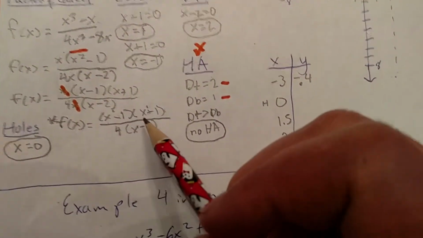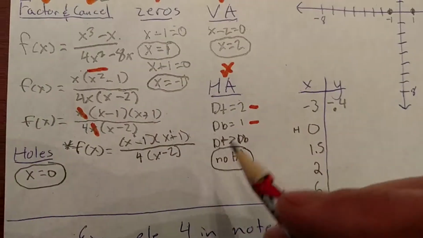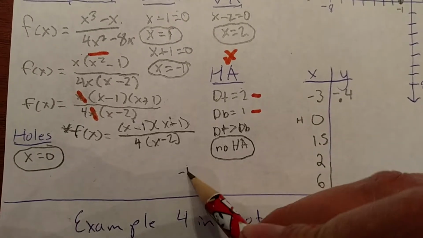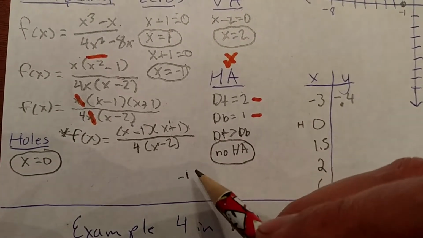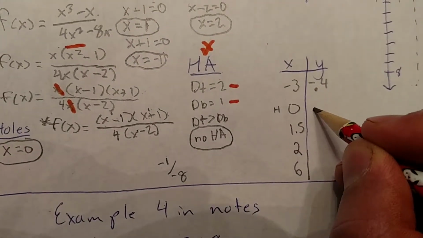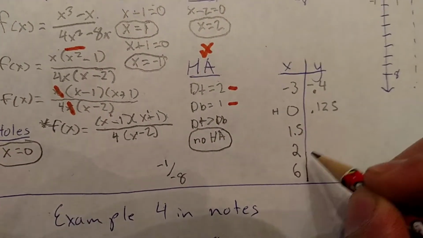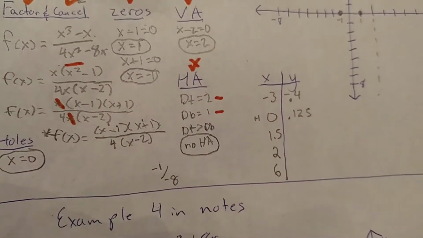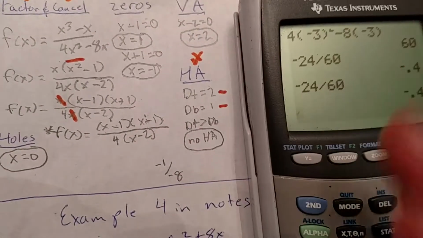Okay, so 0 minus 1 is negative 1, times 1 is negative 1. Okay, so negative 1. 0 minus 2 is negative 2, times 4 is negative 8. So that's about 0.125. Okay, and then, well, I need the calculator for the 1.5.